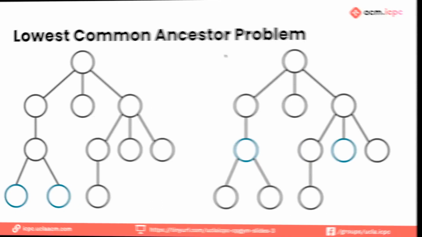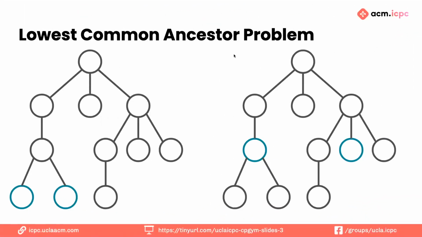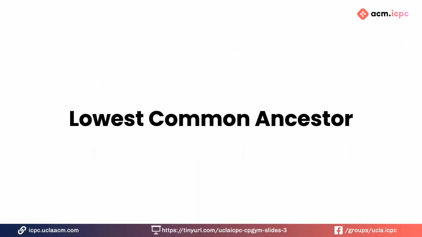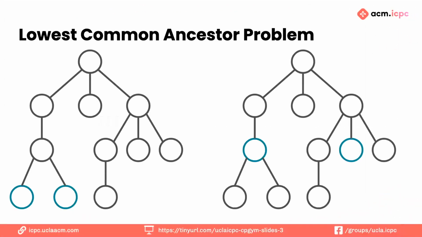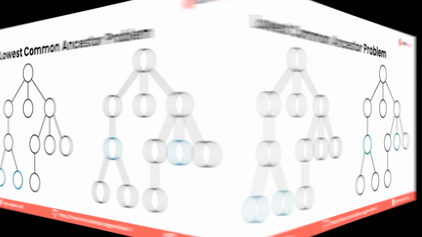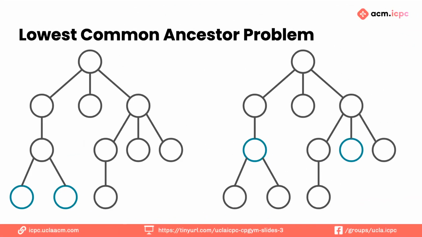All right, today we're talking about lowest common ancestor and binary lifting. Yay. All right, so what is the lowest common ancestor problem? You're given a rooted tree as shown here, and you're given two nodes, and you're trying to find the lowest common ancestor of those nodes in this rooted tree.